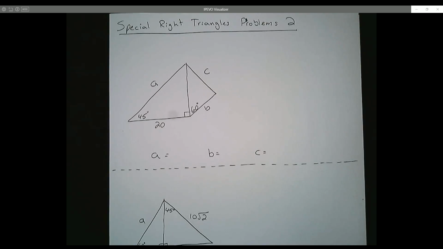Today we're going to be looking at, once again, special right triangles, but more complex situations. Okay, so to begin with, here are the triangles we're looking at. So this is a combination one. We're only given one side, but we have our angles inside of them that we can use to solve these out.